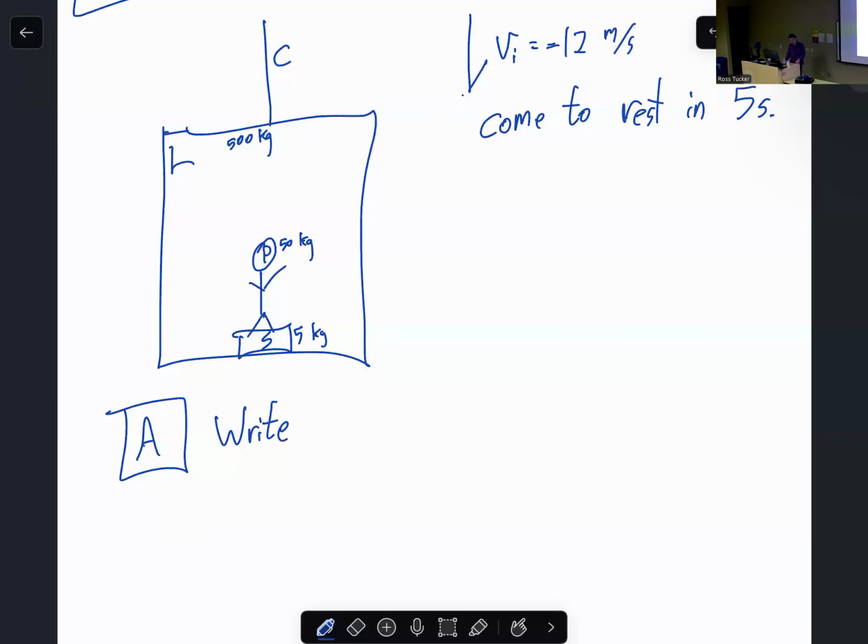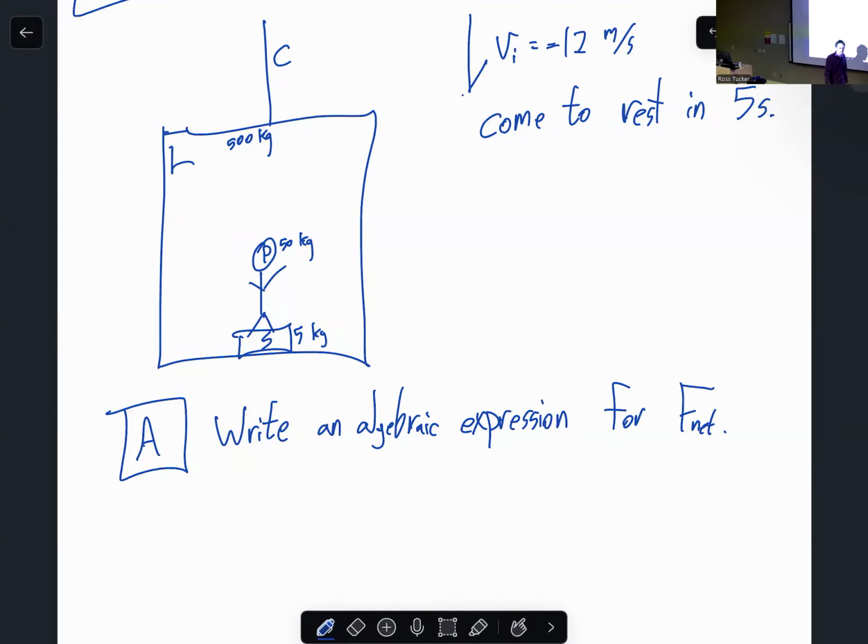I want to emphasize what an algebraic expression is. An algebraic expression is not a number. In this case, I'm not looking for Newton's law. I'm asking you to build up the net force from the things that are acting on him. If you state Newton's second law, you're wrong. Do not tell me F net equals ma.